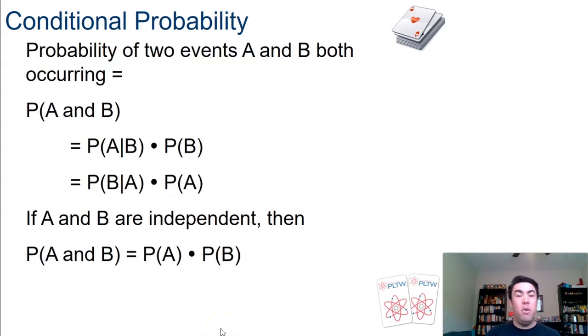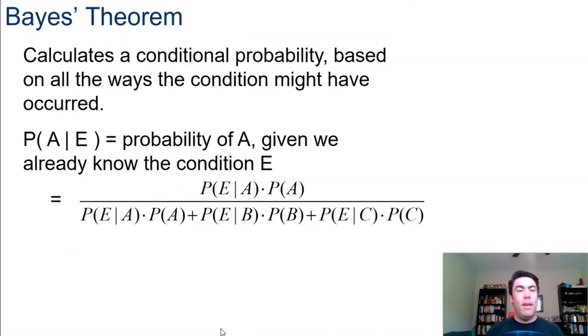The probability of 2 events, A and B, both occurring, we would take the probability of A knowing B times the probability of B, which equals the probability of B knowing A times the probability of A. If A and B are independent, then the probability of A and B equals the probability of A times the probability of B. Bayes' theorem calculates a conditional probability based on all the ways the condition might have occurred. The probability of A, given we already know the condition E, is given by this formula here.